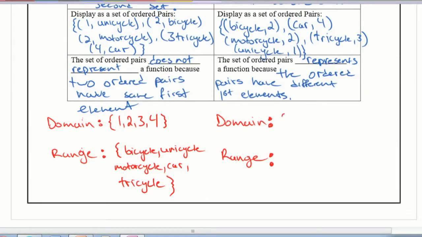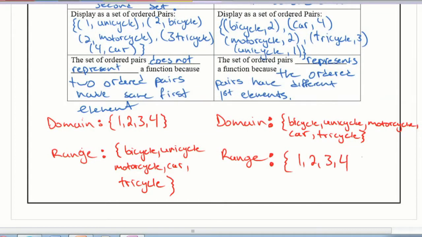You guys probably figured this out already, but the domain is going to be the exact opposite now. So everything in the first oval was bicycle, unicycle, motorcycle, car, and tricycle. And the range was the second oval, which was just 1, 2, 3, and 4.